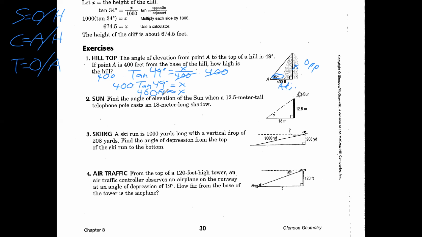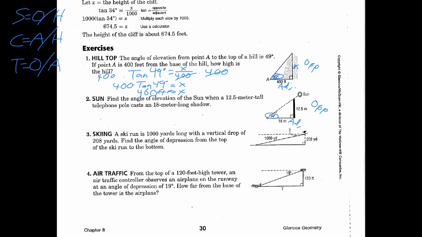Now, for this problem, we have 18 meters. We have 12.5 meters, and we're trying to find the angle of elevation to the sun. So they have this telephone pole, they have the shadow. What is that angle of elevation? Well, same thing that we did in the last one. Label our sides. What 2 sides do we have? It happens to be the same ones here. But the problem is different because now we're finding an angle instead.